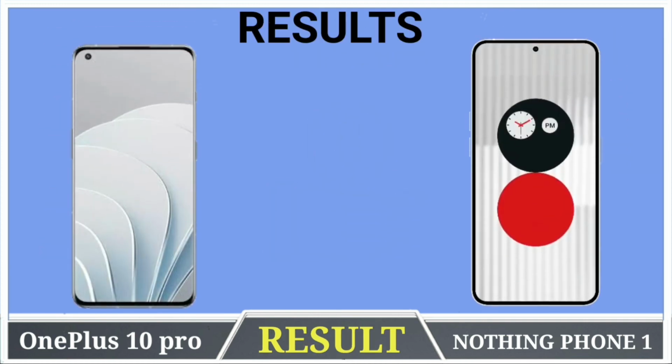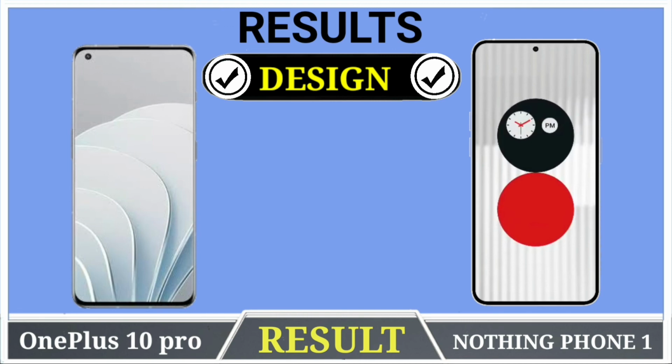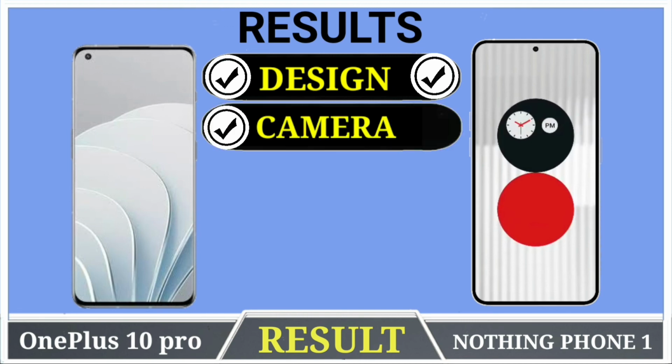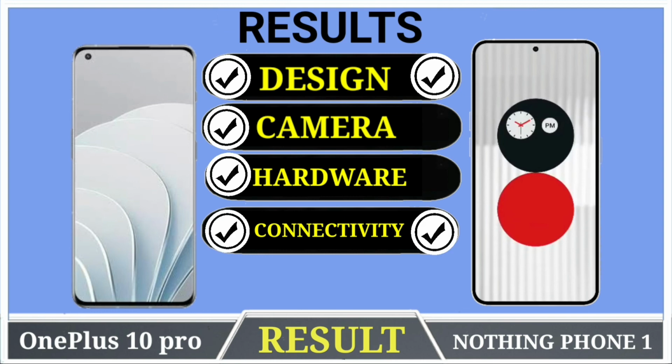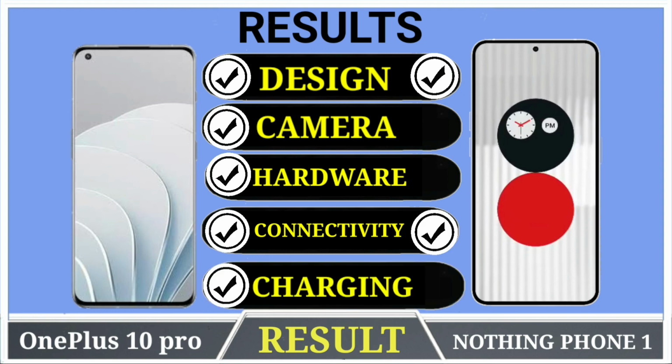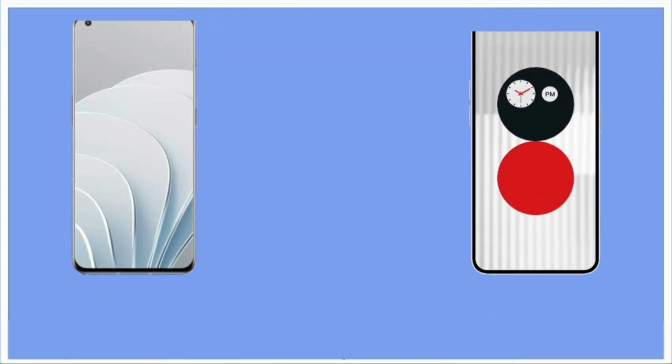Let's come to the result. OnePlus 10 Pro versus Nothing Phone 1. Design. Both phones have a similar design. Camera. There is a better camera on OnePlus 10 Pro. Hardware, there is also better hardware on OnePlus 10 Pro. Connectivity wise both are similar. Charging wise there is a better charger on OnePlus 10 Pro because of the 80 watt fast charger.